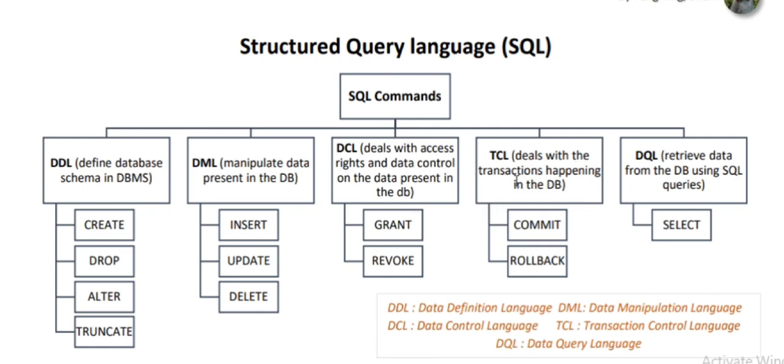DDL means data definition language, that is the full form of DDL. DML, data manipulation language. DCL, data control language. TCL, transaction control language. DQL, data query language. So DDL, data definition language, consists of create, drop, alter and truncate commands. And DML, data manipulation language, has insert, update and delete.